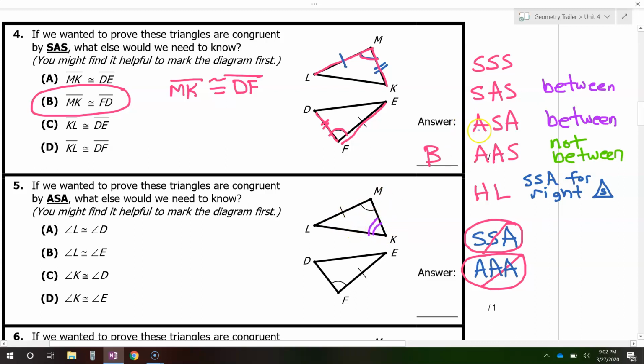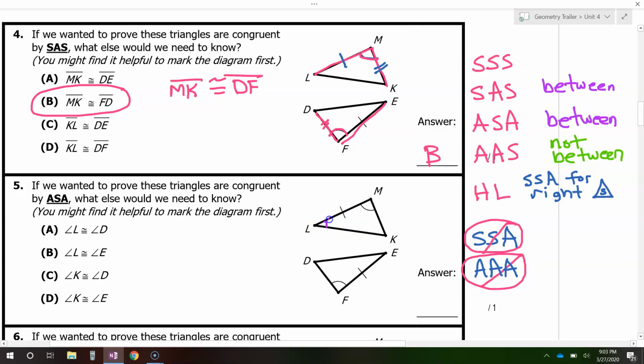But this would not be angle, side, angle, because we need the side to be between the two angles. But if the angles are here and here, then this is the side that's between them. But that's the wrong side. We need it to be the side that's already marked. So that's why we cannot choose angle K. So it has to be angle L.